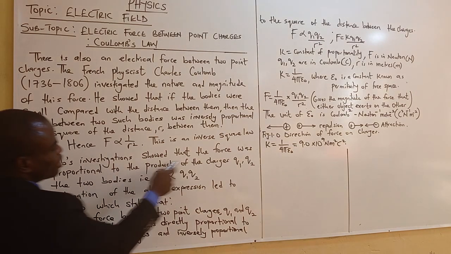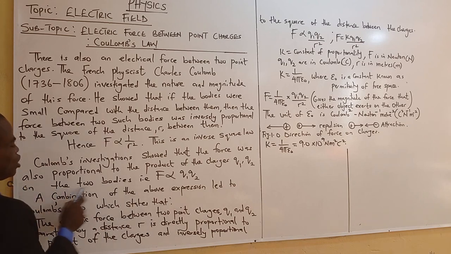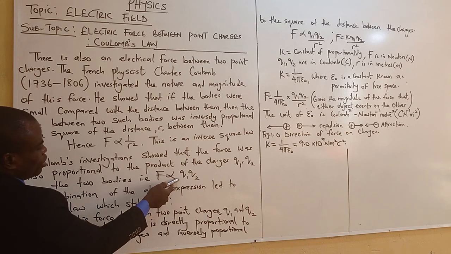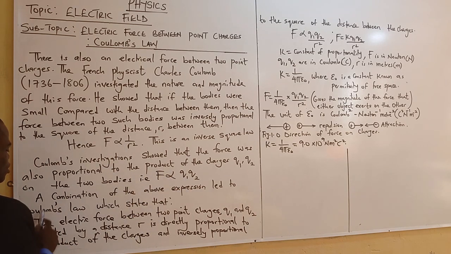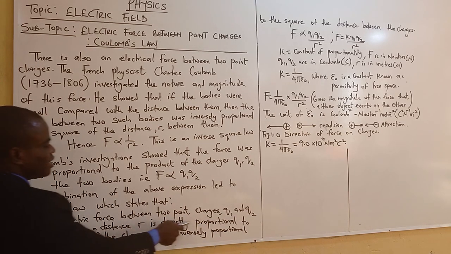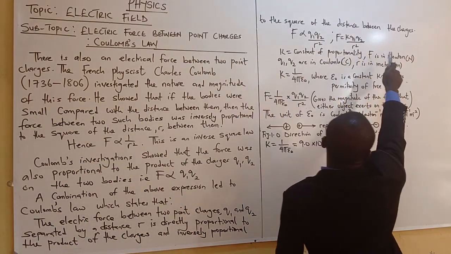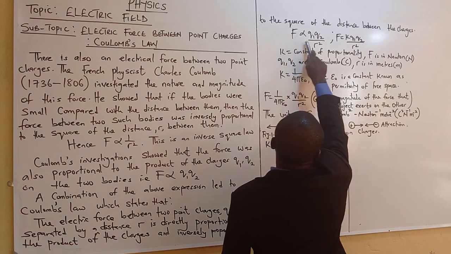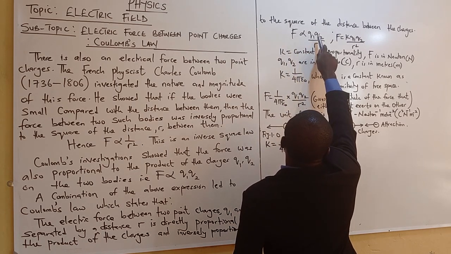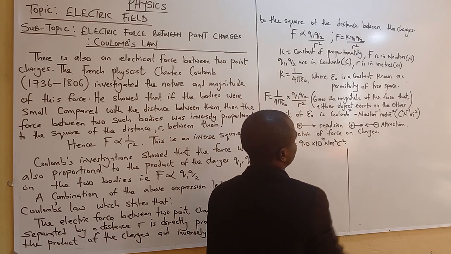Coulomb's investigation showed that the force was also proportional to the product of the charges Q1, Q2 on the two bodies. You can see now a combination of the above expression, the inverse square law, and the product of the charges resulted in Coulomb's law, which states that the electrical force between two point charges Q1 and Q2 separated by distance r is directly proportional to the product of the charges and inversely proportional to the square of the distance between the charges. You can see F is directly proportional to Q1, Q2, and inversely proportional to the square of the distance between them.